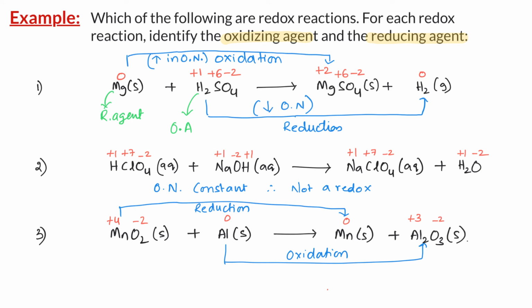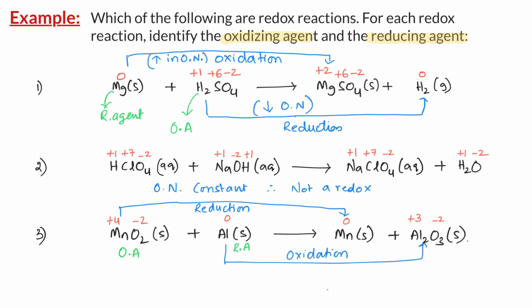So this is a redox reaction, and the species that is undergoing oxidation, which is aluminum, is a reducing agent, and MnO2 is an oxidizing agent.